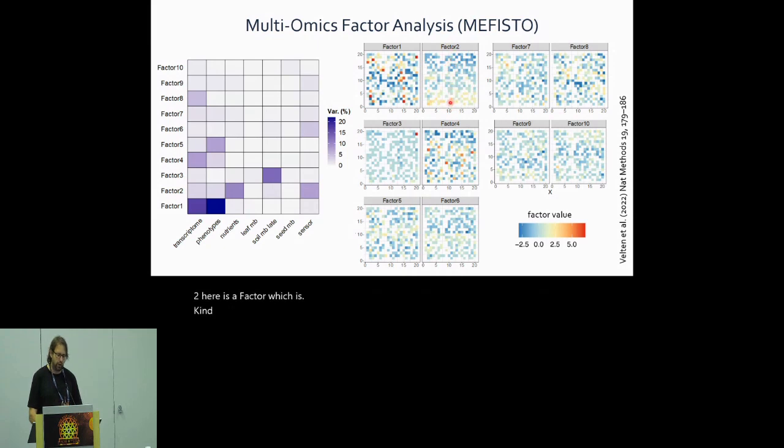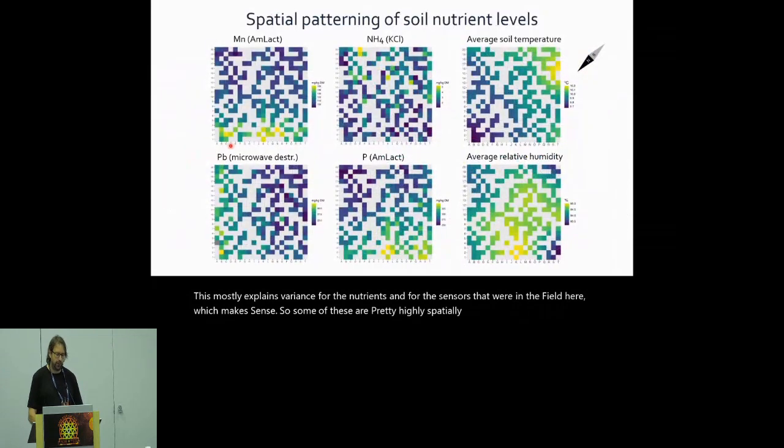the field. And if you look at the loadings for these factors, this mostly explains variance for the nutrients and for the sensors that were in the field here, which makes sense. Some of these are pretty highly spatially autocorrelated. For instance, if you look at manganese, in this little field, there's a gradient from top to bottom.